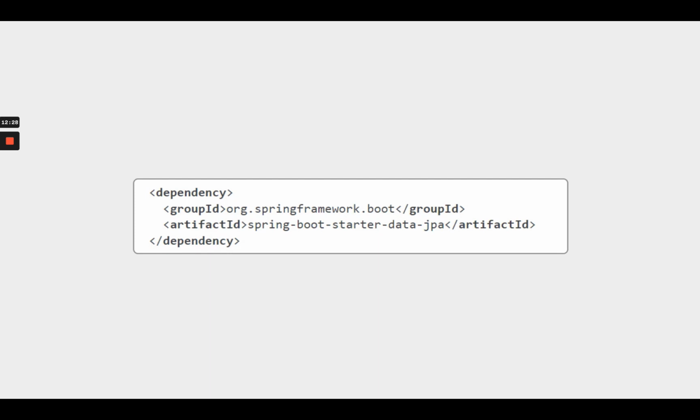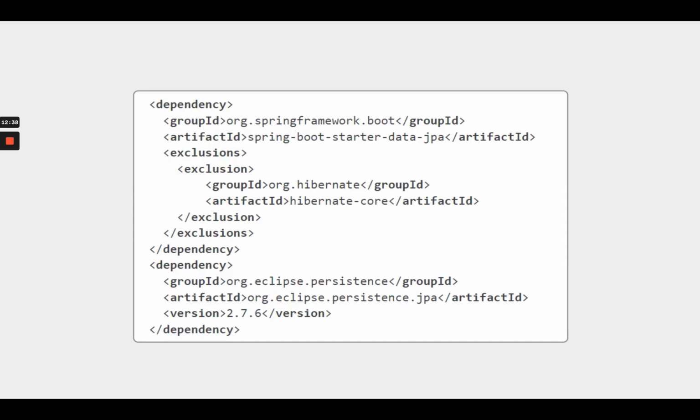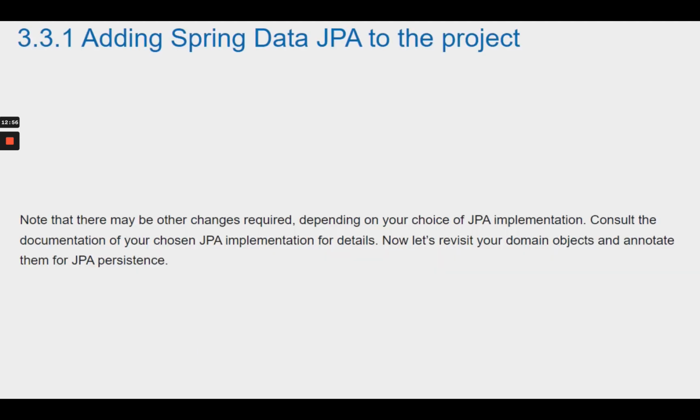This starter dependency not only brings in Spring Data JPA, but also transitively includes Hibernate as the JPA implementation, as shown here. If you want to use a different JPA implementation, then you'll need to at least exclude the Hibernate dependency and include the JPA library of your choice. For example, to use EclipseLink instead of Hibernate, you'll need to alter the build as follows. Note that there may be other changes required, depending on your choice of JPA implementation. Consult the documentation of your chosen JPA implementation for details.